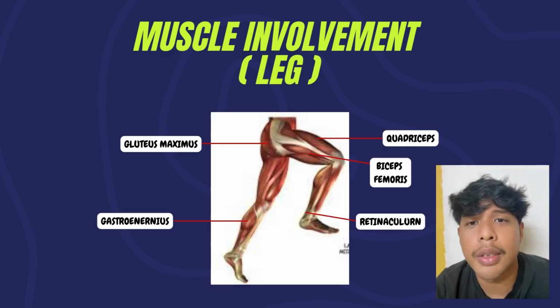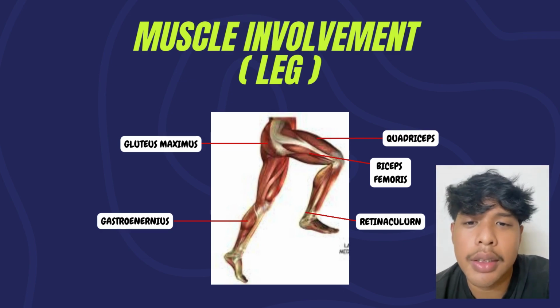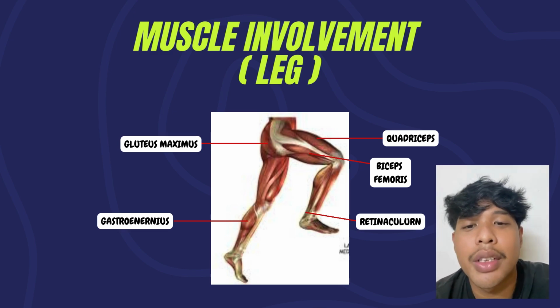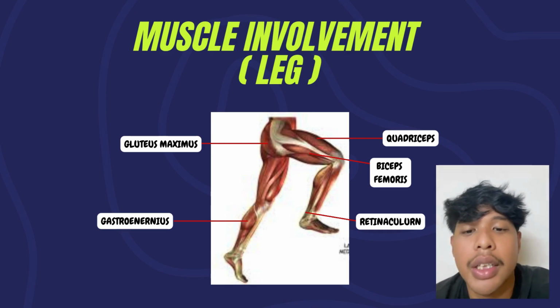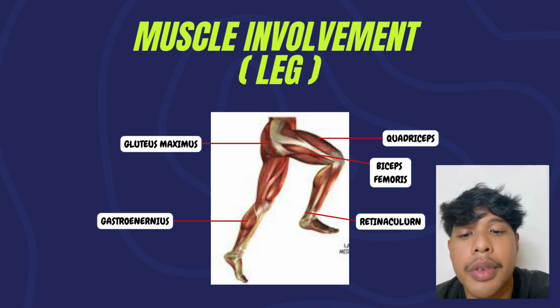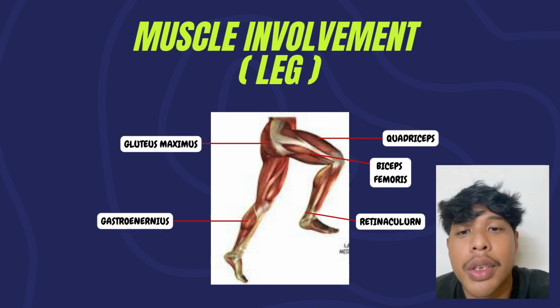Okay, next, this is the muscle involvement in the leg, which is we have a gluteus maximus, which can help with hip movement and standing up, and the second is the gastrocnemius, which is the calf muscle, important for walking and running, and then the third one is quadriceps, help in strengthening the knee, and biceps femoris, part of the hamstring, which helps to bend the knee, and retinaculum, which can hold tendons in place around the ankle.